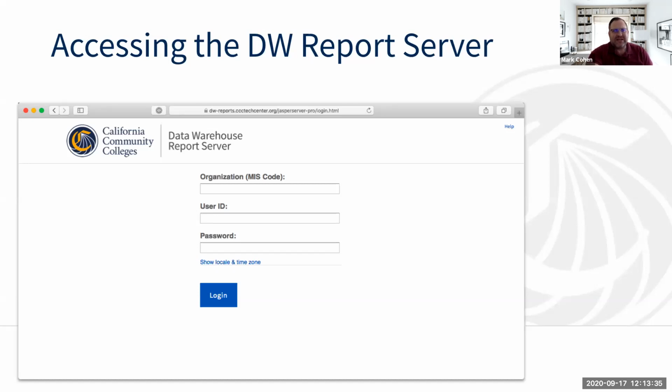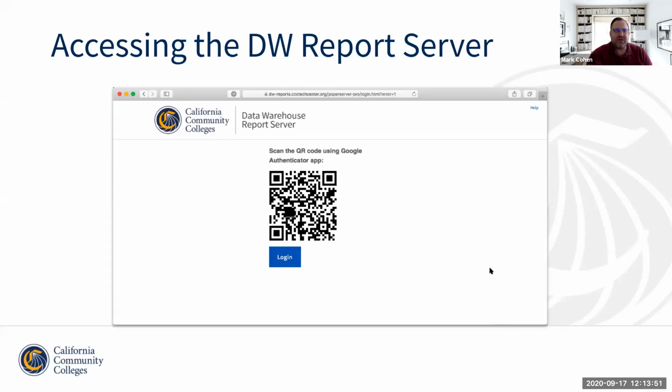So as far as accessing the Data Warehouse report server, it's accessed by the researchers at the colleges, district offices, or the chancellor's office, with that access secured through the use of a login credential, which is further secured through the use of two-factor authentication. The way that works is the first time a researcher logs into the report server, a QR code is displayed, such as what you see here, so that two-factor authentication can be configured.